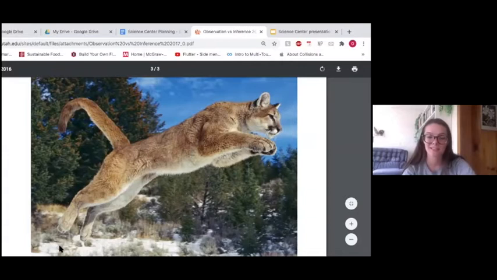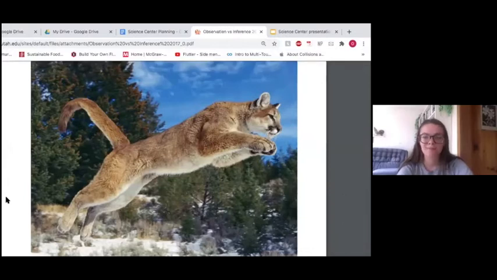Yeah, so I said that it seems to have pretty thick fur, and what I would infer based on the fact that it has thick fur is that it might be able to live in a colder climate and still keep itself warm. I also said that it has big ears, so I'm assuming that it can hear pretty well. I can infer based on that observation that the mountain lion might be able to hear pretty well.